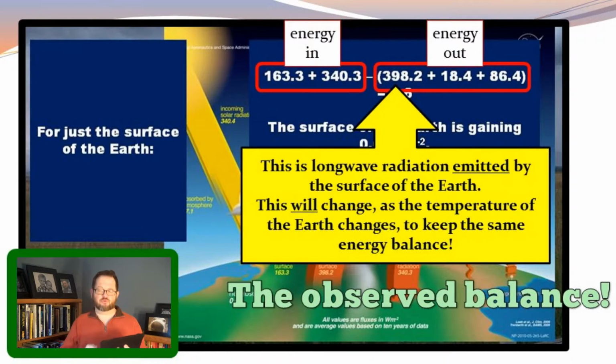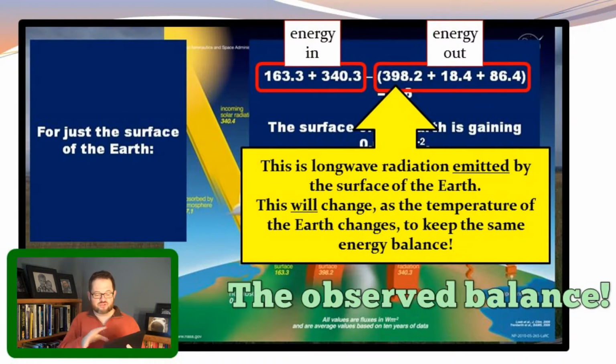This other term that's almost 400 watts per square meter is the long-wave radiation emitted by the surface of the Earth. The amount of that radiation is determined by the temperature of the Earth. That's Stefan-Boltzmann's law, right? That is how we determine the amount of radiation something is giving off based on its temperature. And this is a term that's going to change as we change the energy in term, because as we change energy in, we still need to keep this same balance.